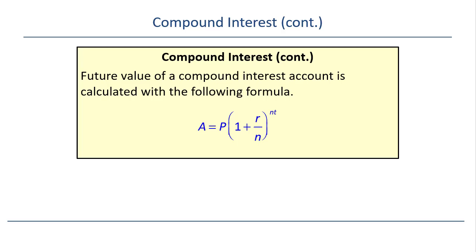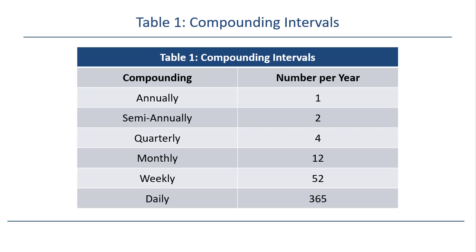Again, P is your principal, R is your interest rate, always written as a decimal. N is the number of times the money is compounded per year, so the amount of times the interest is compounded in a 1 year period. And then T is time in years. So if we're getting compound interest that is compounded annually, our N is 1 because it's only being compounded once per year. Semi-annually means twice per year. Quarterly means 4 times per year. Monthly is 12. Weekly is 52. And daily is 365.